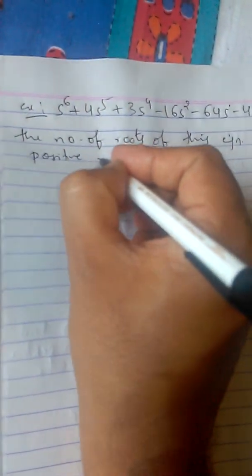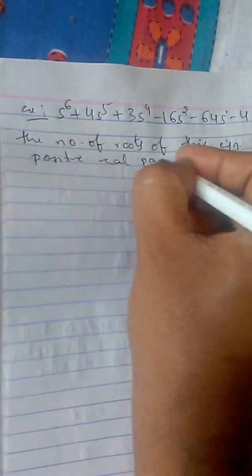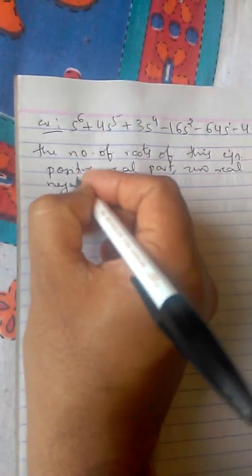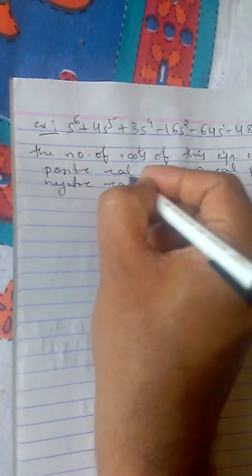Find the number of roots of this equation with the positive real part, zero real part, and negative real part. So first we'll try to form the Routh array from the given characteristic equation.